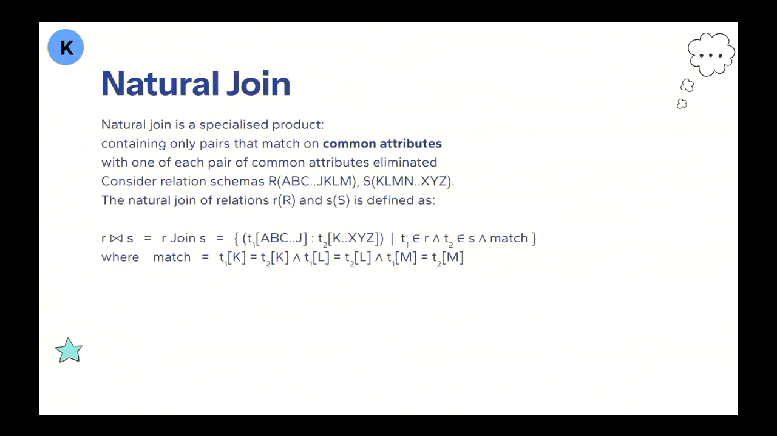And the second operation here is natural join. Natural join is a specialized product. We don't specify a condition here. However, since it is natural join, we are joining two tables naturally. And in order to join them naturally, we need to find out the common attributes. And we join the tables on the condition where the common attributes of table R equal those of table S. So this is how we do natural join.